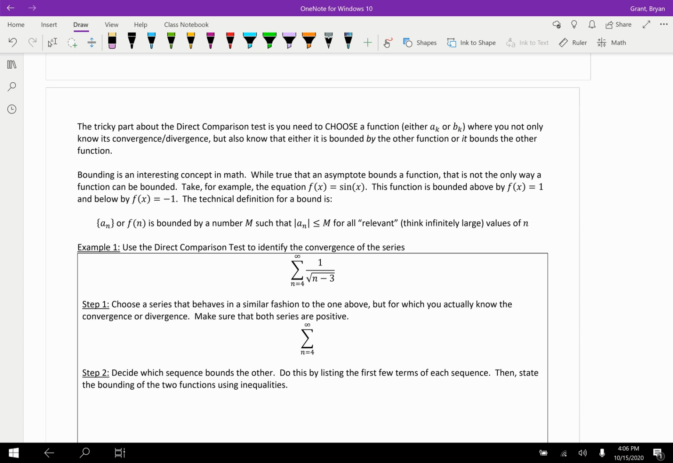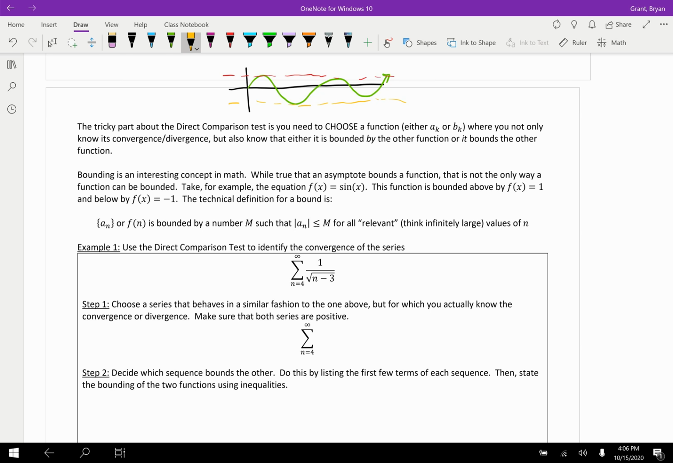Now, bounding we've referenced a couple times, and we'll dive really deep into it later on this unit and next unit. But it's really the idea that although an asymptote can bound a function, it doesn't have to be an asymptote. For example, you can picture the graph of the sine of x, and I'll just quickly remind you the graph of sine of x looks something like this, right? Sine of x is bounded above by y equals 1, because it never rises above that, but it's also bounded below by y equals negative 1. However, there's no asymptote here, right? It doesn't approach anything at infinity.